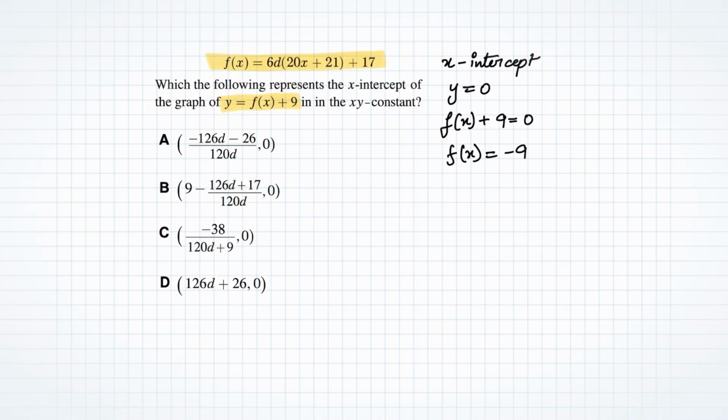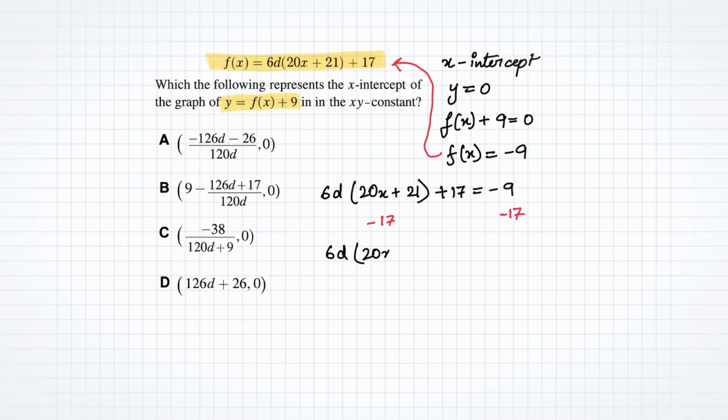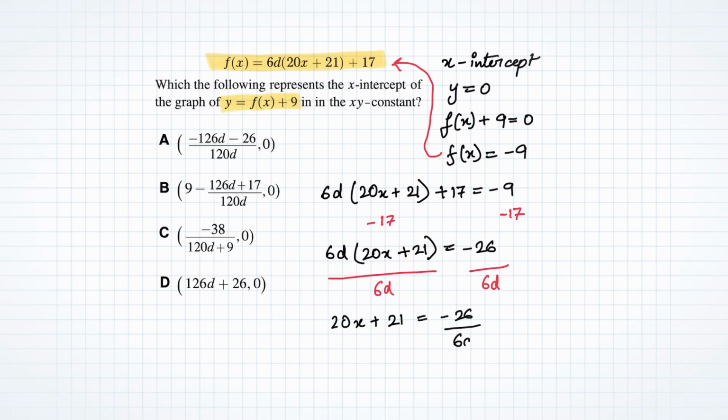Now, we replace f of x with the given expression. So we have 6d times the quantity 20x plus 21, plus 17, equals negative 9. Next, subtract 17 from both sides. We get 6d times the quantity 20x plus 21 equals negative 26. Now, divide both sides by 6d to simplify things. This leaves us with 20x plus 21 equals negative 26 divided by 6d.